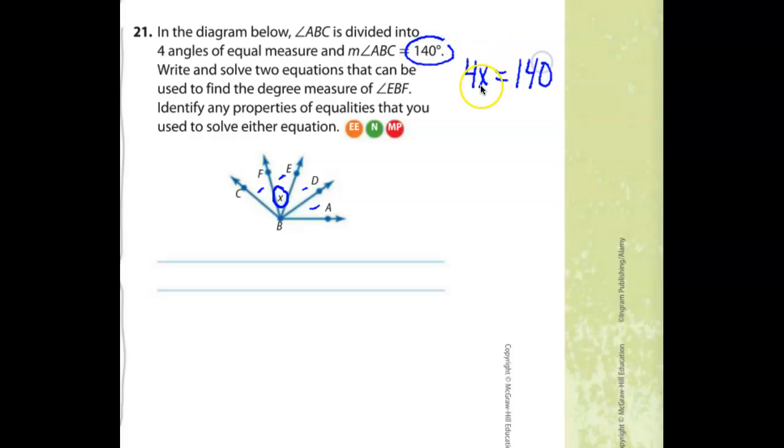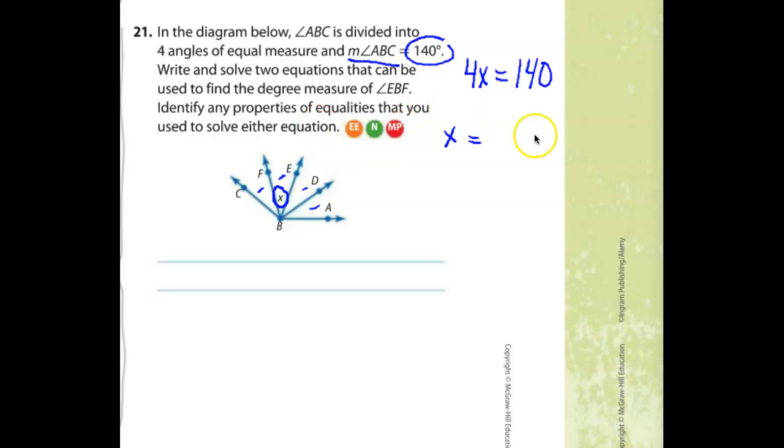140. So that's one equation. 4 times x is equal to 140 because it says that angle ABC, this big angle here, is equal to 140. So that is the multiplication way to write that equation, but we can also do a division way of that. So this one angle here, x, is equivalent to what? How would we write the other side of that expression? Okay, so this one piece is equivalent to 1, 2, 3, 4 pieces.